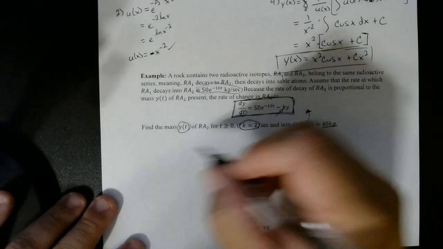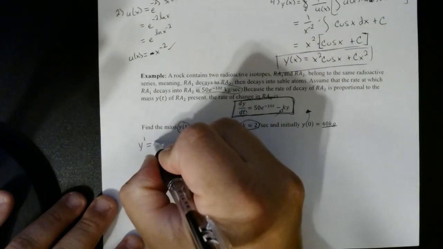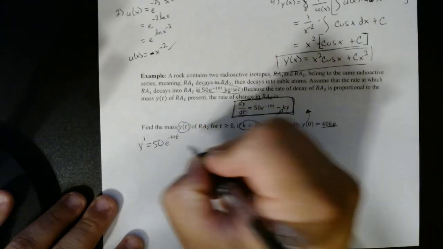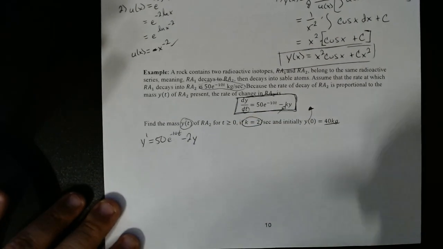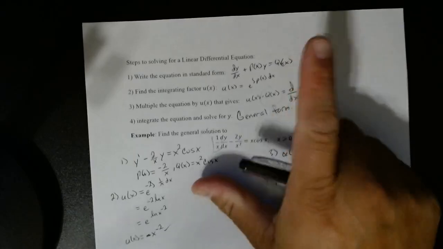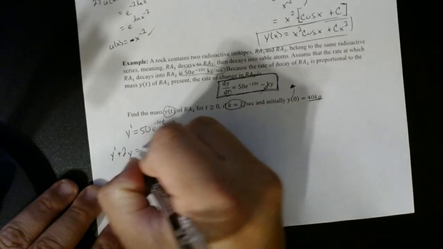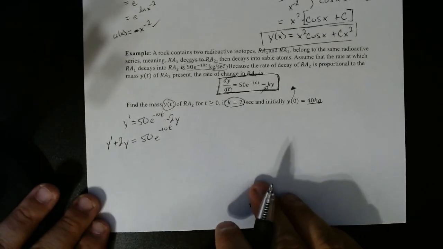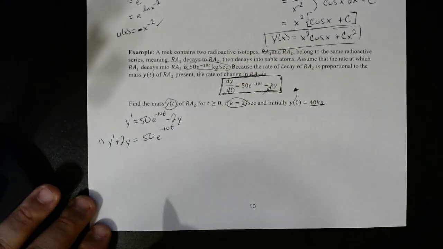So after all of this portion, we basically get y prime is equal to 50e to the negative 10t minus 2y. Again, first thing we're going to do is convert it to its proper form, meaning bring it over to this side. So we have y prime plus, positive now, 2y is equal to 50e to the negative 10t. Alright, so step 1 is done.